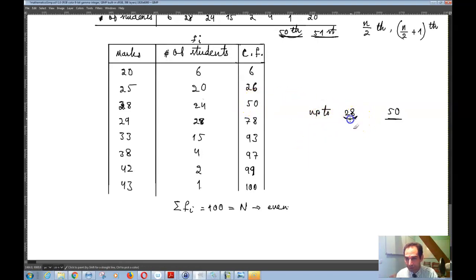So that has been 28, and then we said that up to 29 has been achieved by 78 students, and that means that the number 51 doesn't fall into this category anymore, because this goes all the way up to 50 and this goes all the way up to 78. So 51, you have to be looking for it in this category, which is the marks 29. So you have to write 29 here, and here you have to write 28, right? So that's how you get your numbers.